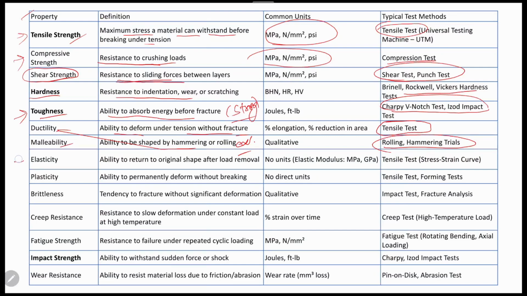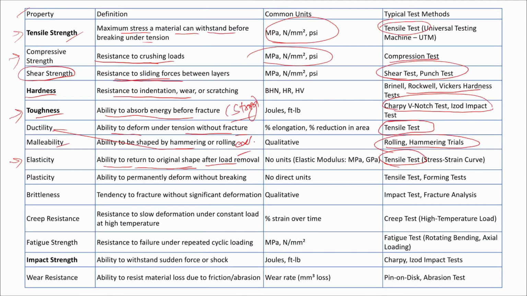The next one is elasticity. It is the return to original shape. That means the ability to return to original shape after load removal. The tensile test is used to measure elasticity, and it follows Hooke's law in the elastic range. Example is spring steel. The next one is plasticity: the ability to permanently deform without breaking. It is permanent shape change after yield without breaking. Here also the tensile test and forming test are used. The best examples are forging or forming.